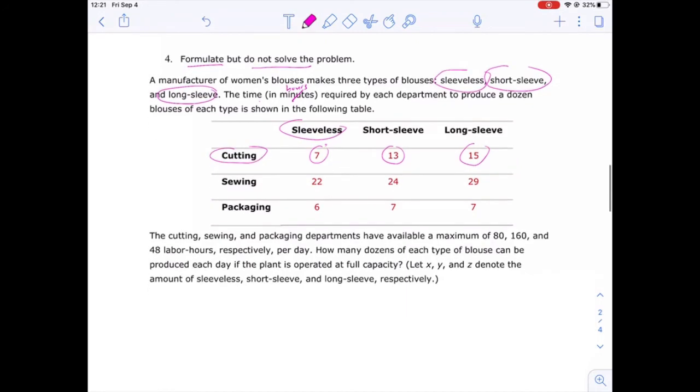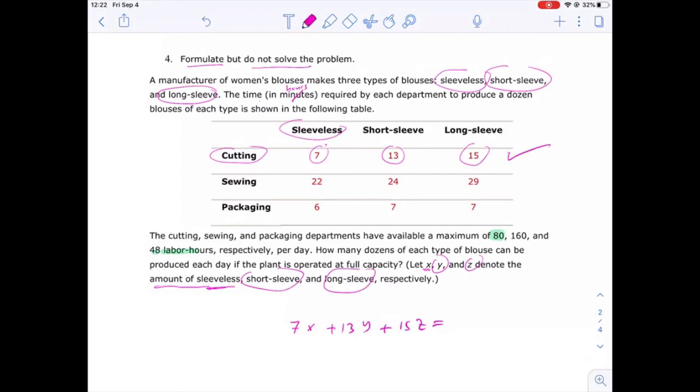And actually here we can define the variables. X, Y, and Z are defined as the amount of sleeves. This is X, sleeveless. Y is the amount of short sleeve, and Z is the amount of long sleeve. So we can formulate equations. So let's start with the first line here. On the cutting department, we have 7 for sleeveless plus 13 for short sleeve plus 15 for long sleeve is equal to 80, because the available maximum is 80 labor hours.